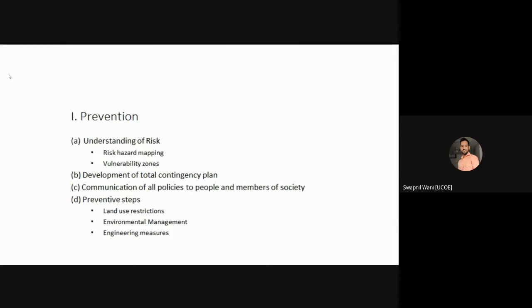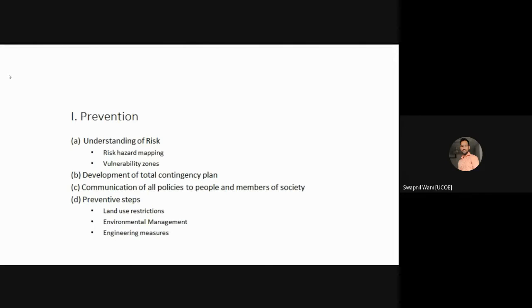To prevent something, we should first understand what the risk is. And for understanding the risk, we have to go for risk hazard mapping. We have to map, as we have already discussed, mapping of India for earthquakes, floods, cyclones, and such types of disasters. In some manner, we have to go for risk hazard mapping at your home as well as at your college or workplace.